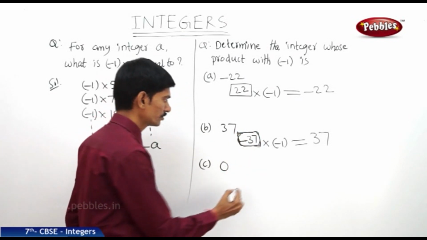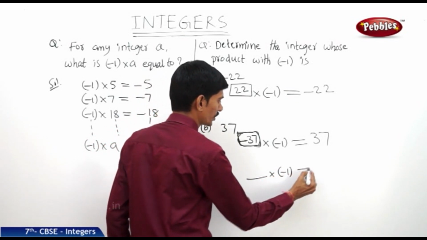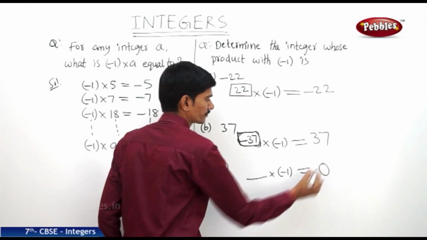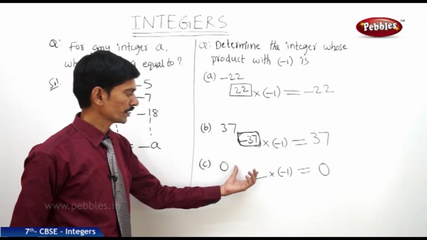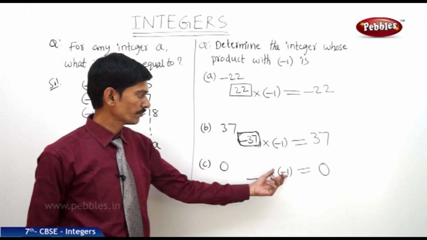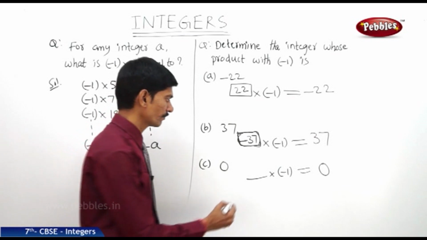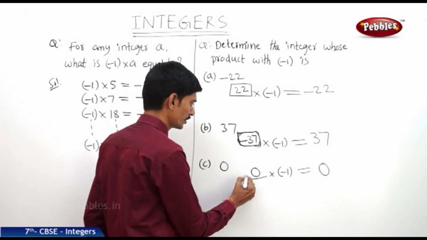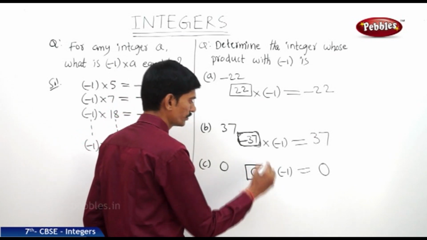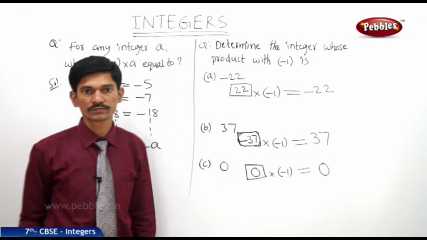Next, what should be multiplied by minus 1 to get the product 0? So what should be taken in the blank to get the product 0? If you multiply any number by 0, then you will get the product 0. So what should be in the blank? 0. So here 0 is the required number to be multiplied by minus 1 to get the product 0.